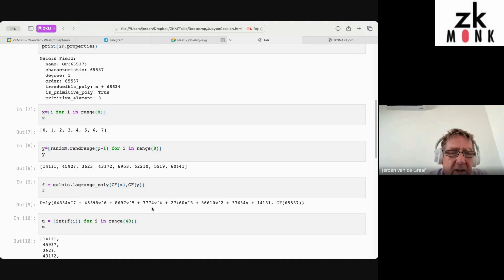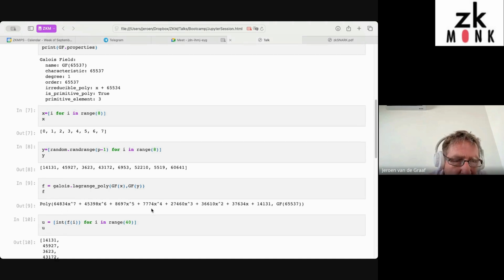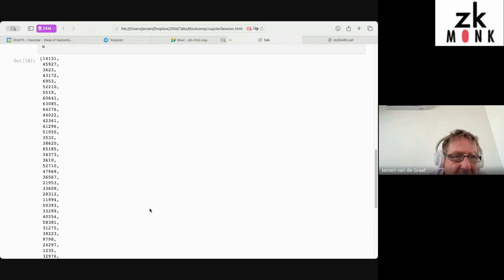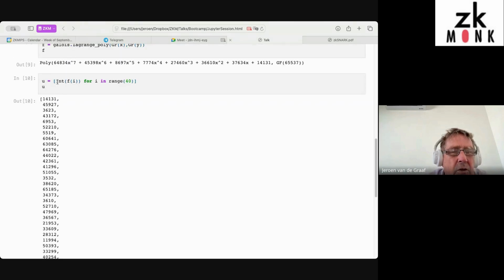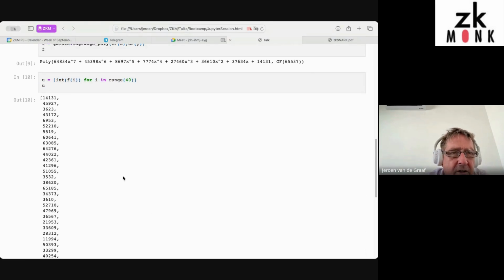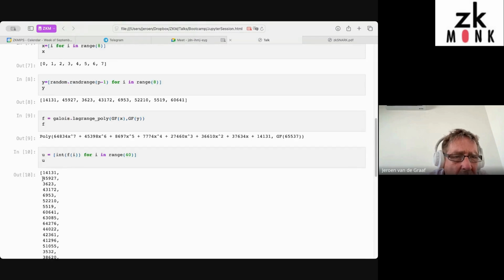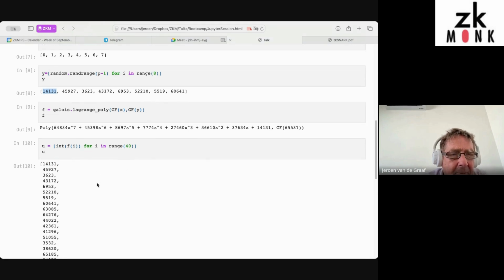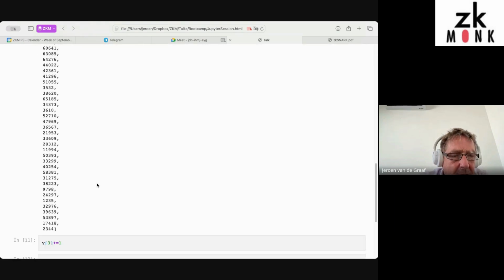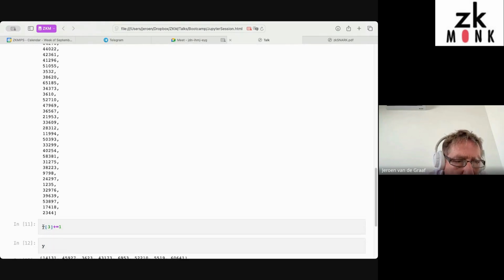8 points. And then what I did is sort of useless, but then I interpolated the polynomial in the range from 0 to 39. So these are the values that you can check. Of course, this value should be equal to this value, and etc. And now comes the interesting part.